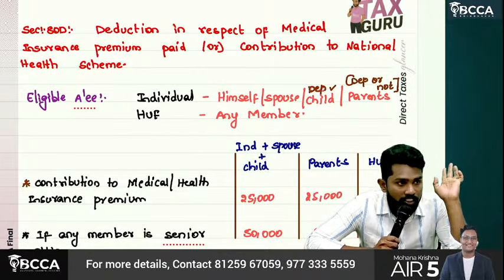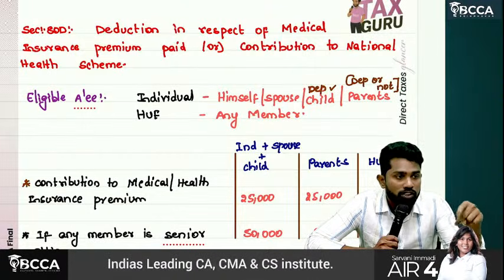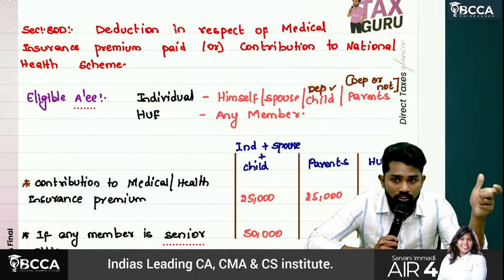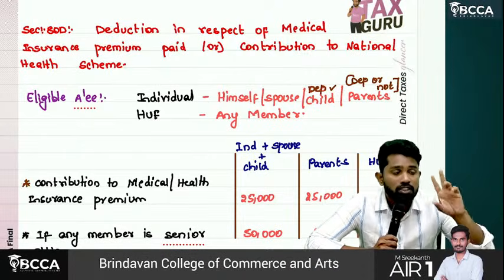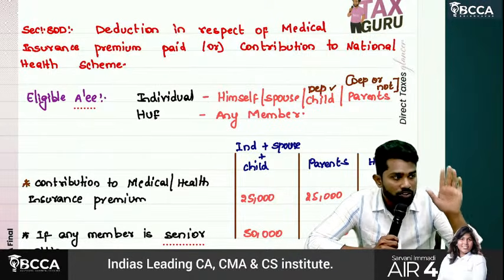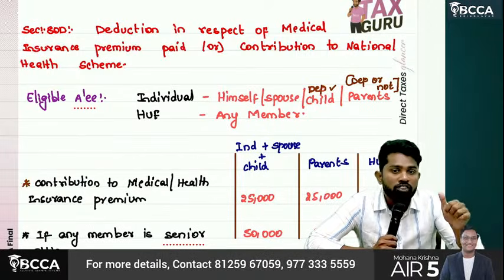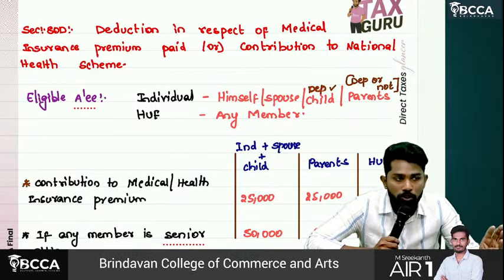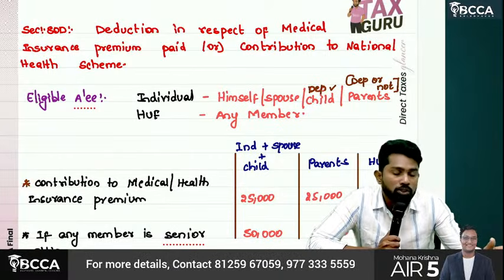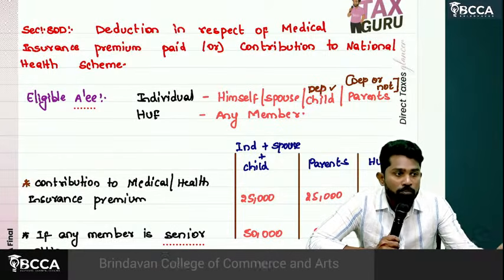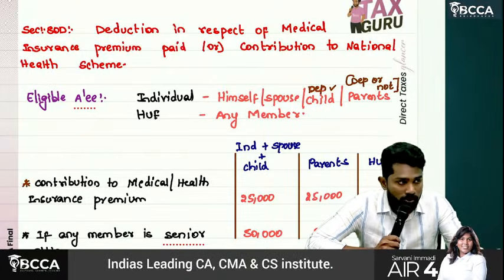Parents, another 25,000. If they are senior citizens, either parents or the individual, then this 25,000 limit will be counted as 50,000. Only when the senior citizens are resident senior citizens, then the 50,000 benefit is applicable. Otherwise, 25,000 only. Then within this 25,000, there is a sublimit for preventive health checkup. How much? 5,000 rupees is the sublimit. Okay. This health insurance premium and contribution to National Health Scheme all have to be made in any mode other than cash, whereas preventive health checkup can be made even through cash.